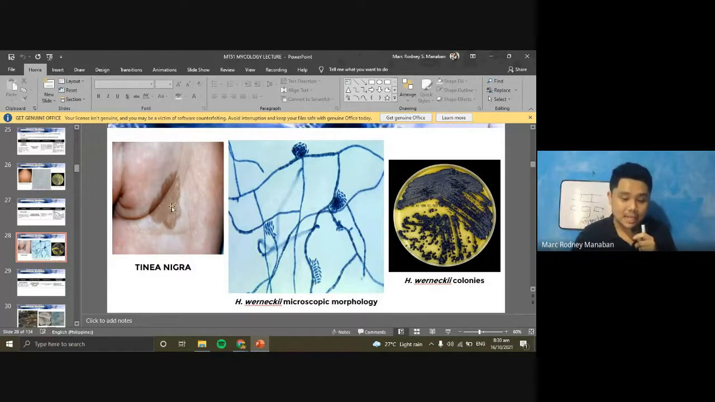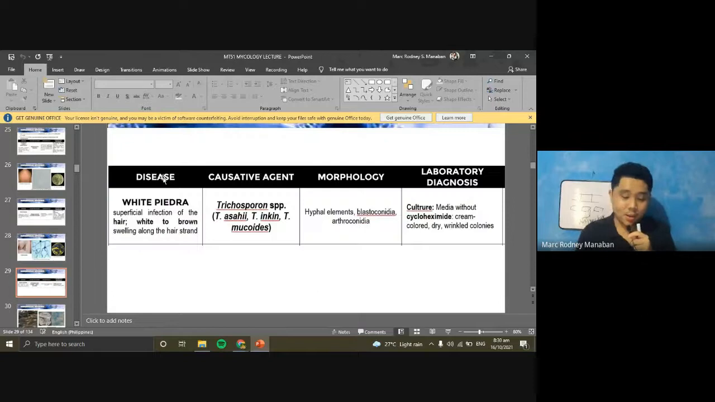By the name itself, nigra, it looks black, again, I'm not racist, okay. But by the name itself, nigra, it points more to a black color. Okay, so black color. Tinea nigra. Okay. Next, you have white piedra.